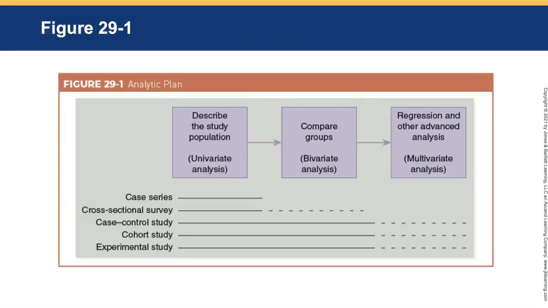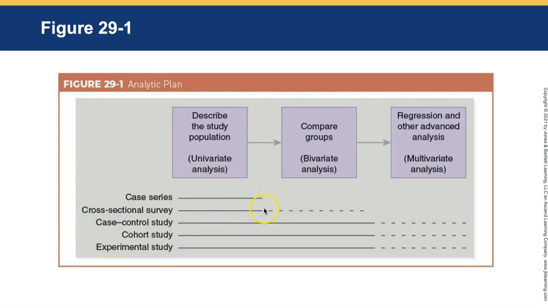And so here is just an encapsulation of the analytic plan and the study design that goes along with it, right? So if you want to describe your study population or your variable, you are using univariate analysis. And for the case series and the cross-sectional study, this is enough. Just describing what's going on with numbers, right?